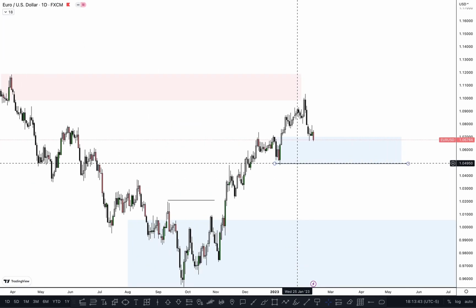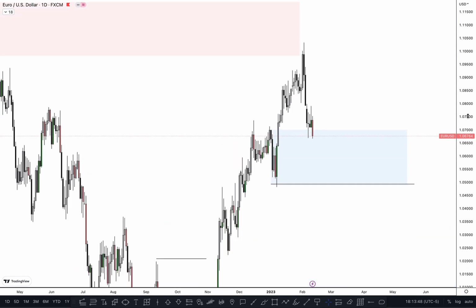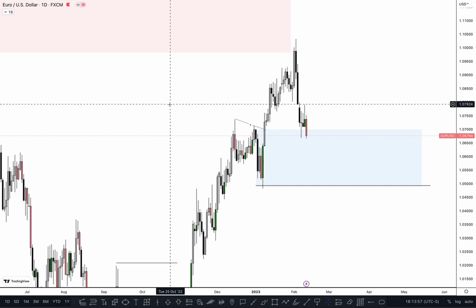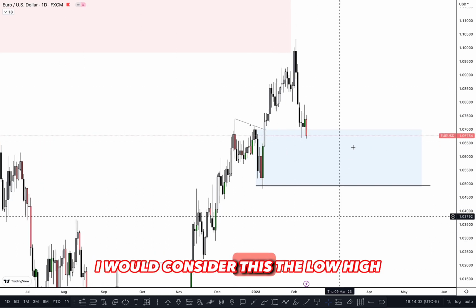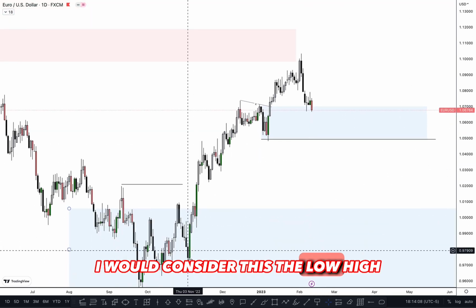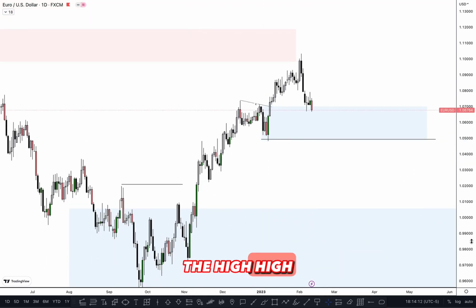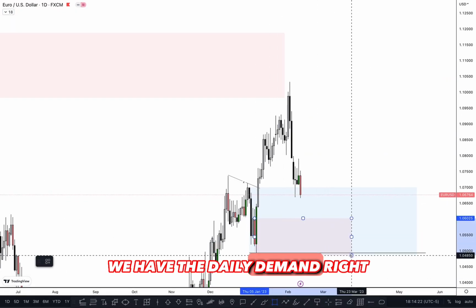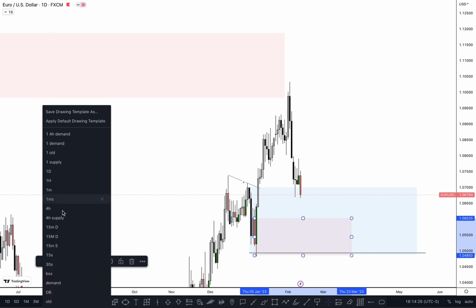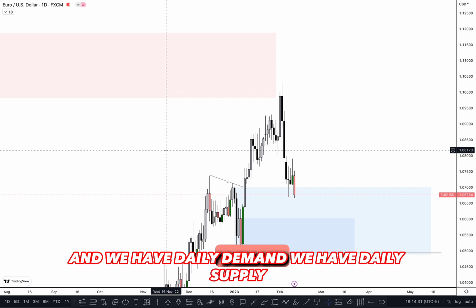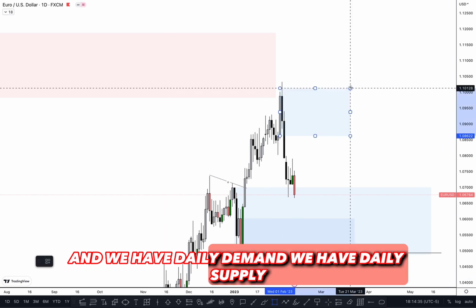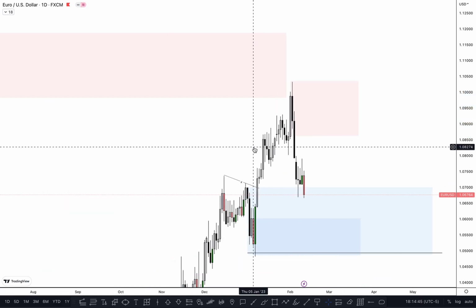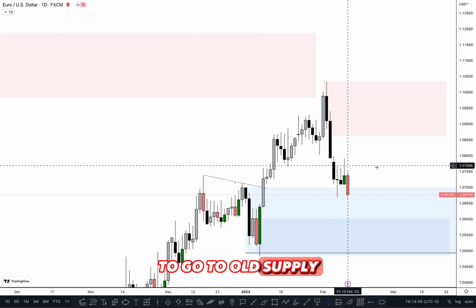On the daily time frame, high, low, high, low, high, high, right? I would consider this the low, the high, the low, high, the high, high, and we're coming into this weekly demand zone. And in this weekly demand zone, we have the daily demand, right? And we have daily demand. We have daily supply, because this could be considered daily supply.